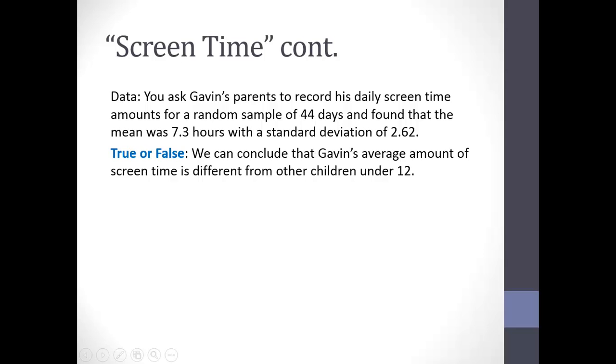So, okay, the usual situation is we have a question that we're interested in, and then we go ahead and collect some data and use that data to answer our question. We're interested in Gavin's screen time. So we ask his parents to record his daily screen time amounts for a random sample of 44 days. For each of those 44 days, his parents record the amount of time he looks at a screen. And we find that the mean was 7.3 hours, and then had some standard deviation.